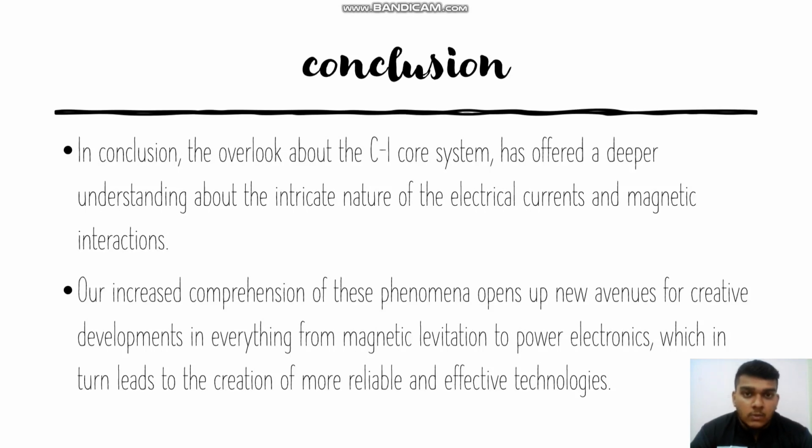So, as a conclusion, the overlook about the C to I core system has offered a deeper understanding about the intricate nature of the electrical currents and magnetic interactions. Our increased comprehension of this phenomenon opens up new avenues for creative developments in everything from magnetic levitation to power electronics, which in turn leads to the creation of more reliable and effective technologies.